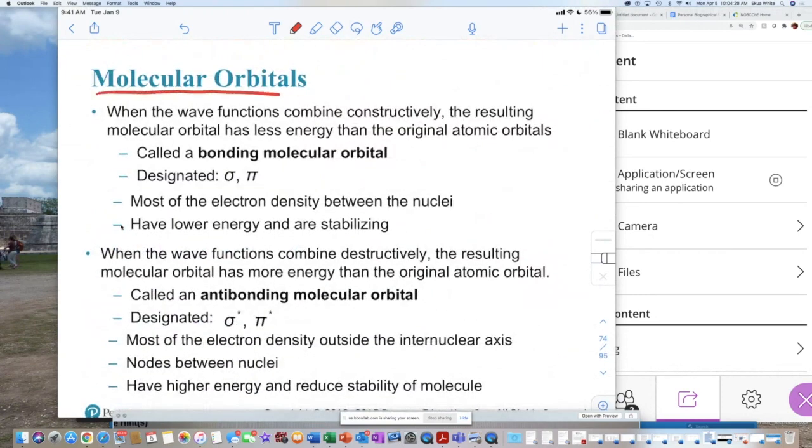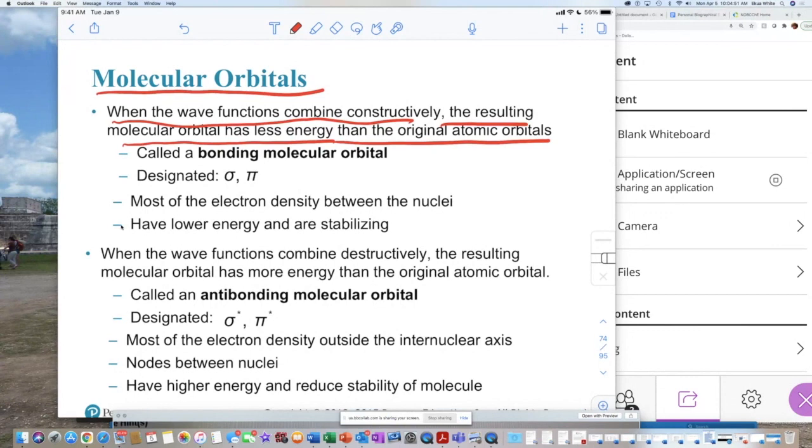So, bottom line, molecular orbitals. When the wave functions combine constructively, right, this is a good behavior, the resulting molecular orbital has less energy. Remember we mentioned this earlier, less energy means more stable, more stability for the element, right? Less energy just means more preferred than the original atomic orbital.